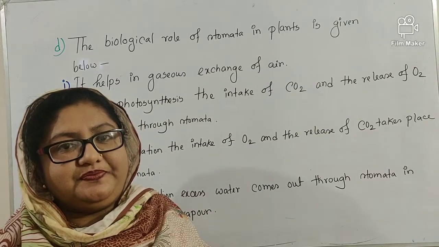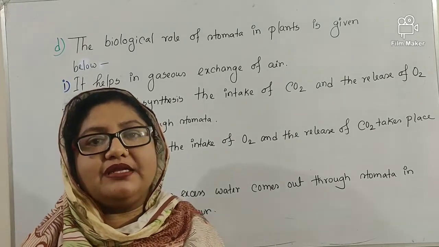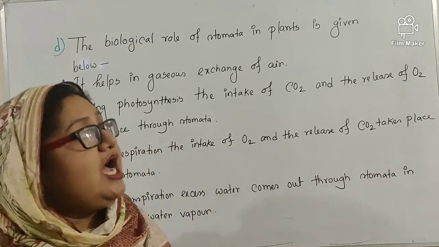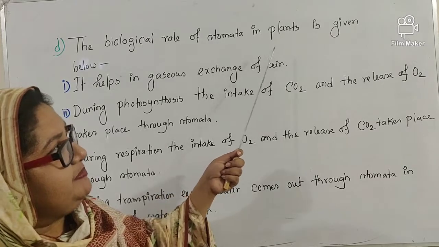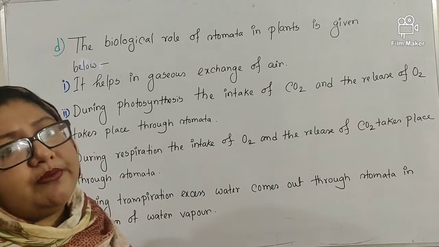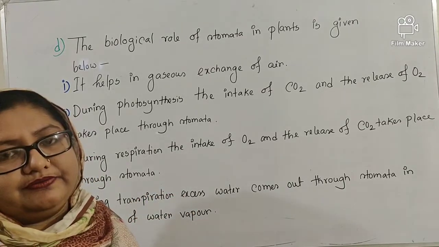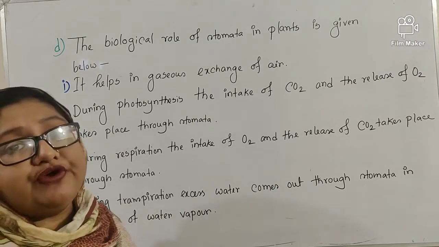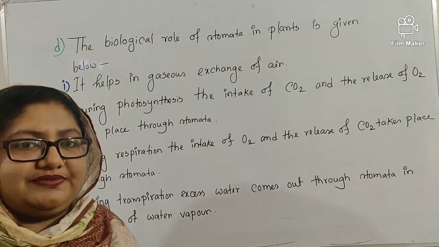Question number D, the higher efficiency question. In this question, you are asked to write the biological activities of stomata in plants. The biological role or the activities of stomata in plants is given below. First point is, the stomata helps in the gaseous exchange of air. Number 2, during photosynthesis, the intake of carbon dioxide and the release of oxygen takes place through the stomata.